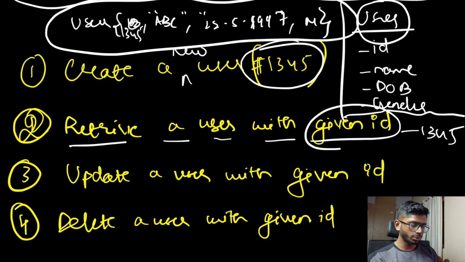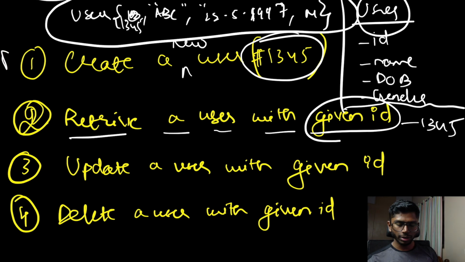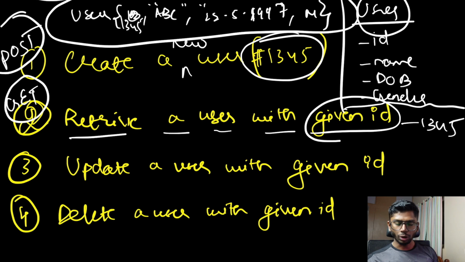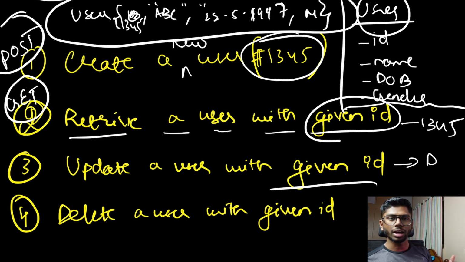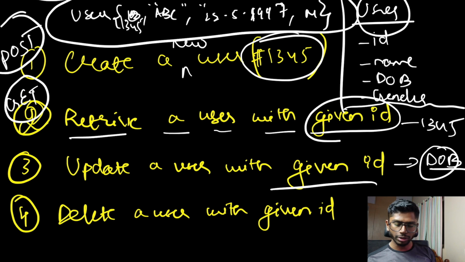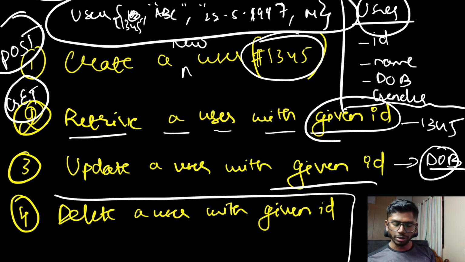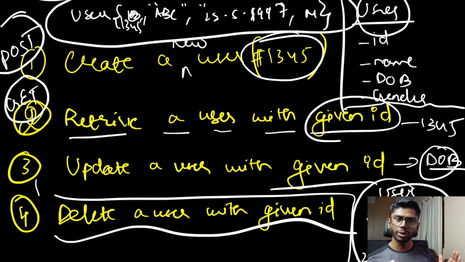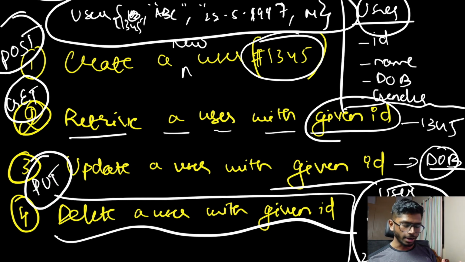So in the first one we use POST, and the third one is update a user with a given ID. Obviously we are just in a hypothetical situation. Let's say we want to correct the date of birth. Maybe we have entered the wrong date of birth and we want to correct it, right? So again here you have to understand, this is very important. We are again passing the entire user object here, right? We are not passing only the date of birth. I'll come back to why we are not doing that. Why is it PUT? Because we are not creating any new data, but we are trying to replace the existing data, right?